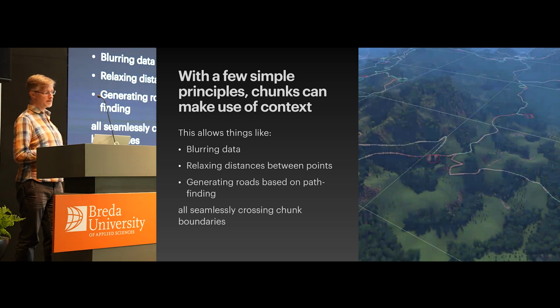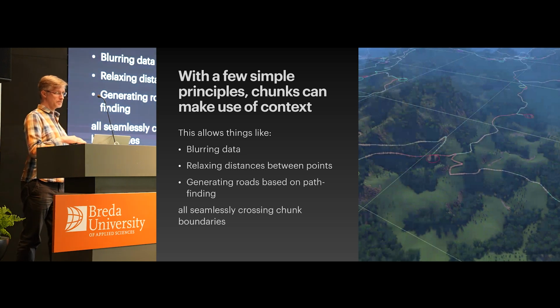Yeah, there's a way, and it allows things like blurring data, relaxing distances between points, or generating roads in terrain based on pathfinding, which can make them look more natural, and all seamlessly across chunk boundaries.